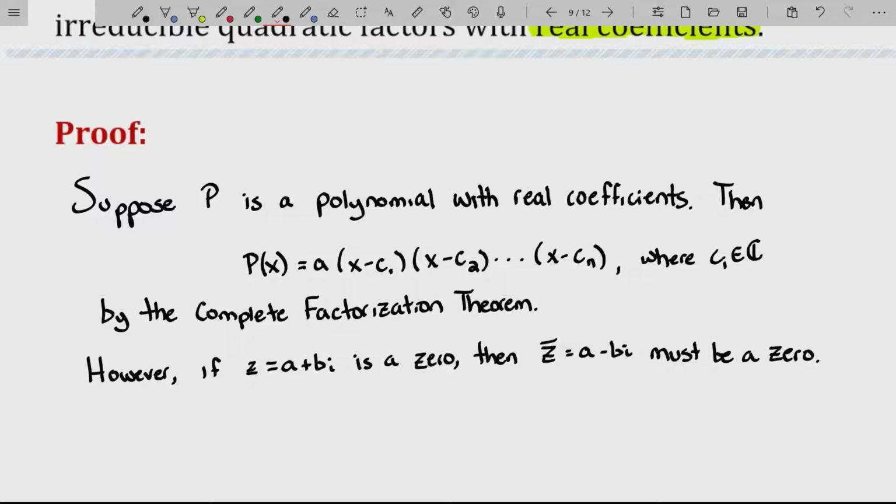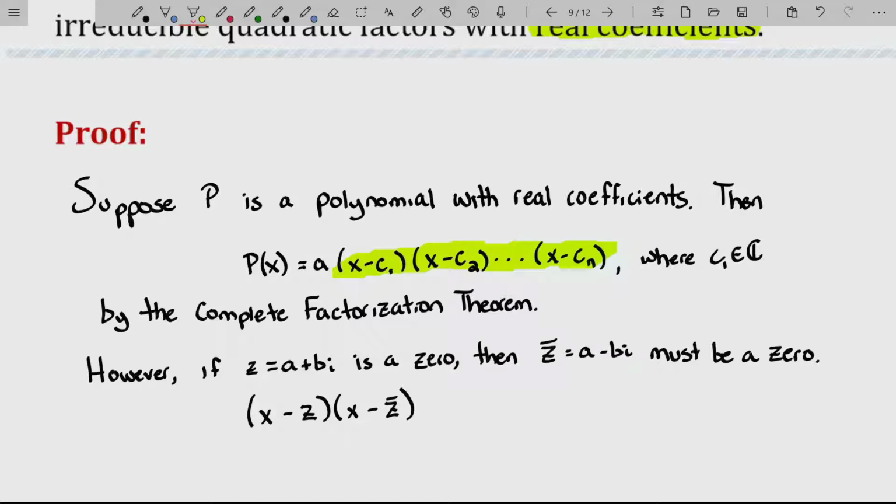This means that you have two factors. If you have complex valued zeros with non-zero imaginary parts, you have two factors that are of the form x minus z and x minus z bar in this list of factors right here.